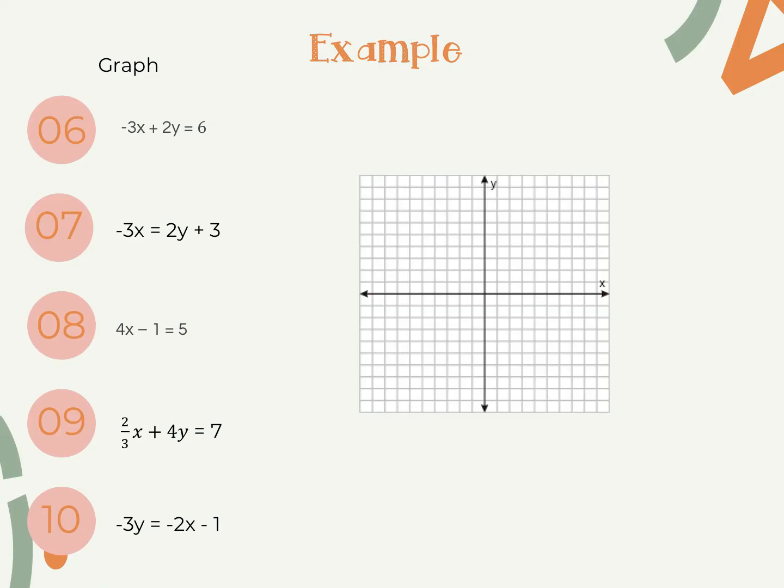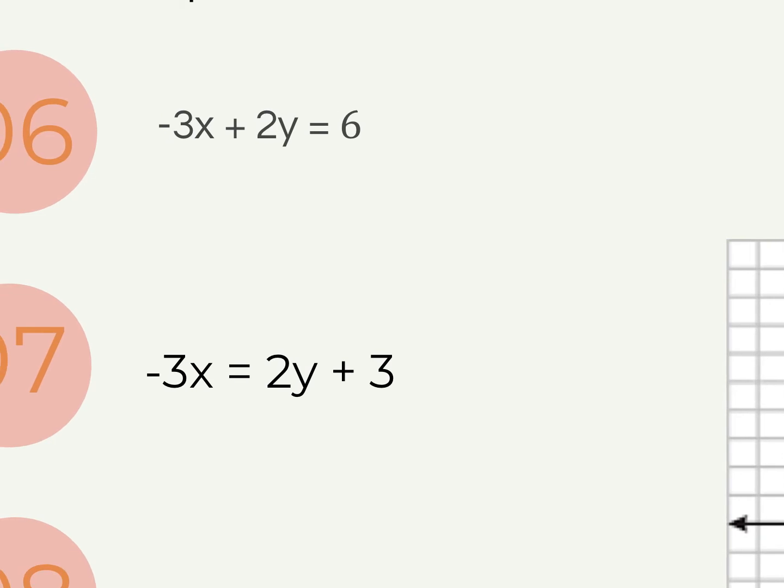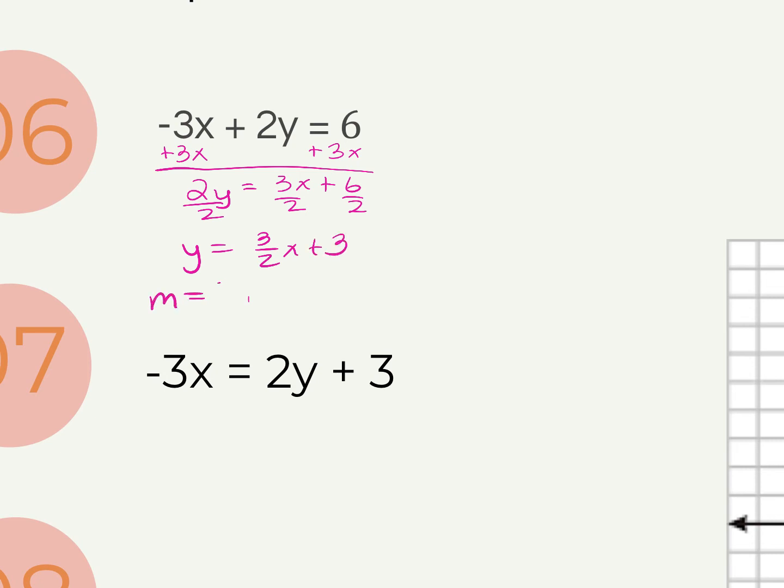Now, for the next one, we can either put it into y equals mx plus b form. So I could add the 3x, and I get 2y equals 3x plus 6. Divide everything by 2, and I get y equals 3 over 2x plus 3. So your slope is 3 over 2. Your y-intercept is the ordered pair 0 comma 3.